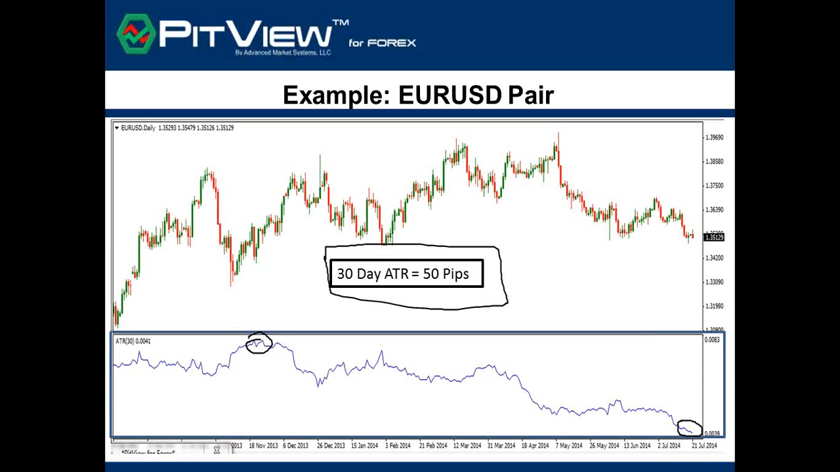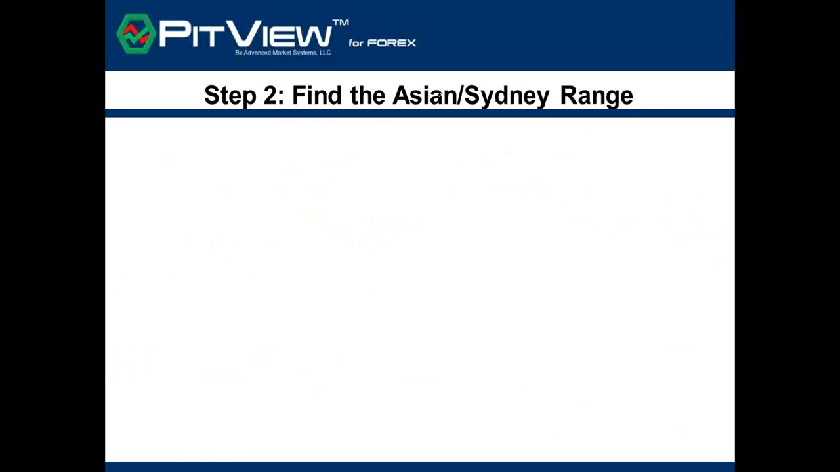So moving on to step 2 here. Find the Asian Sydney range. This is also what we would call the Austrasian session. Unfortunately, for those of you here in the U.S., if you want to trade the larger momentum moves on some of the most actively traded pairs like euro Swiss and pound, you have to be able to withstand the time frame that you'll be trading at.